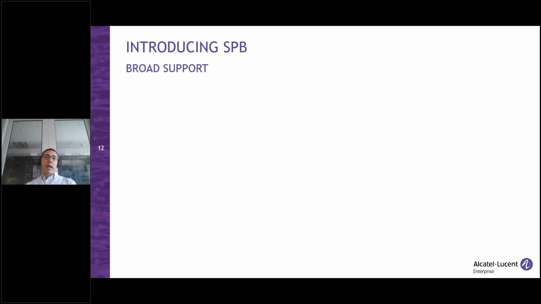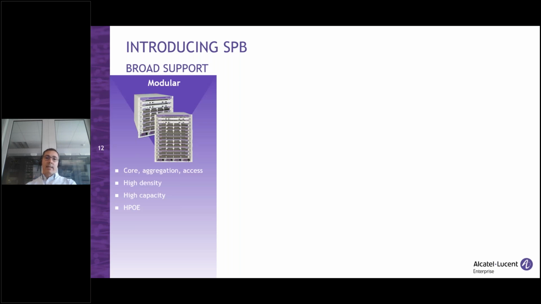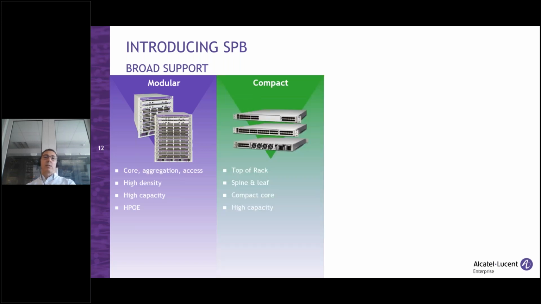But with SPB, we have broad support across multiple product lines with the same operating system and consistent feature set. On modular switches with high density and capacity that you can use at core, aggregation, or access layer, on compact switches that you can use as a top of rack in the data center or in a spine and leaf architecture, but you can also use as a compact core in the campus. And these switches also provide high capacity wire rate performance in a compact form factor.